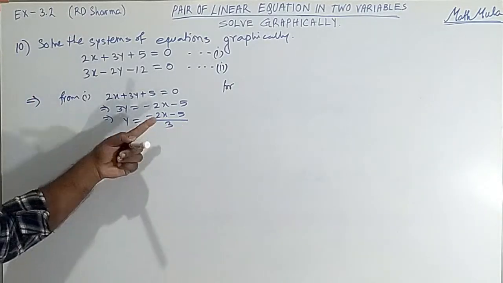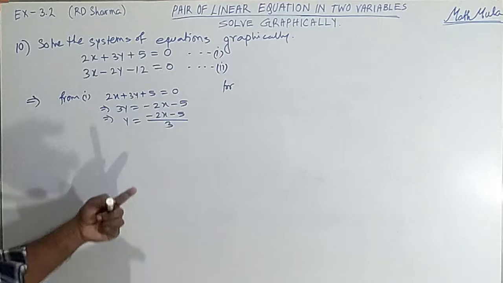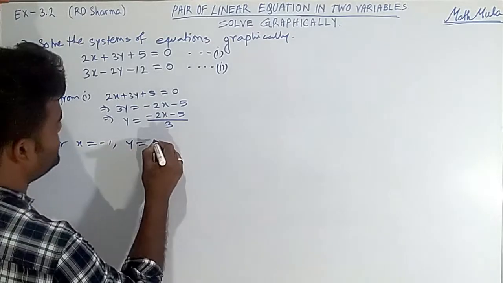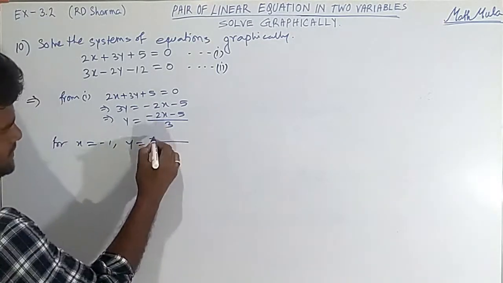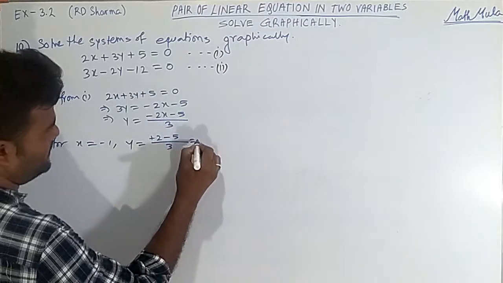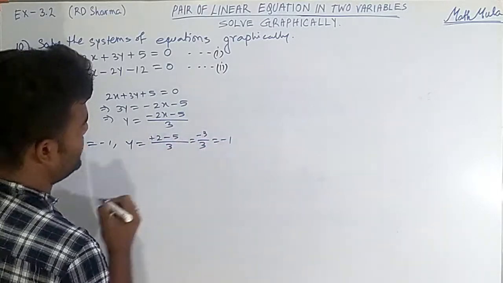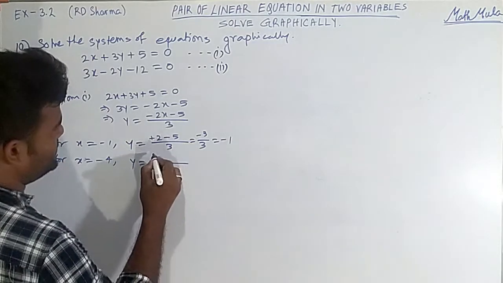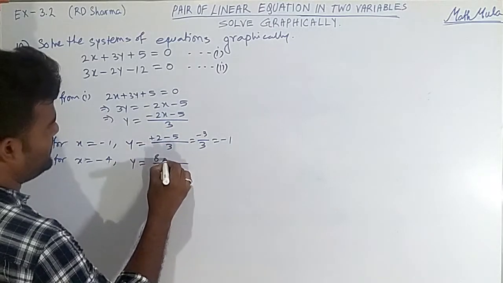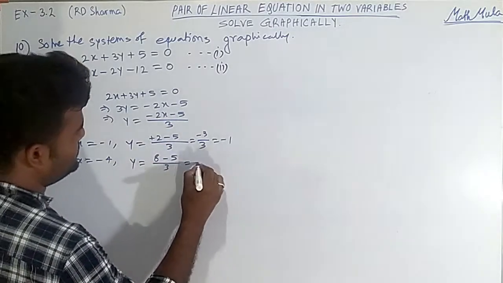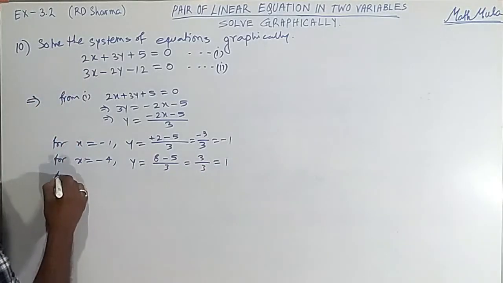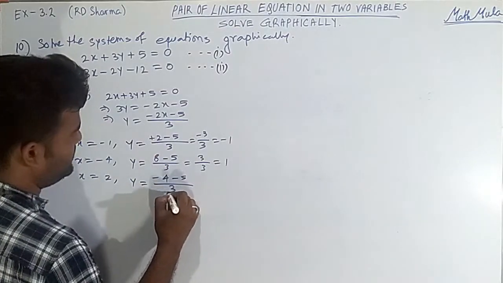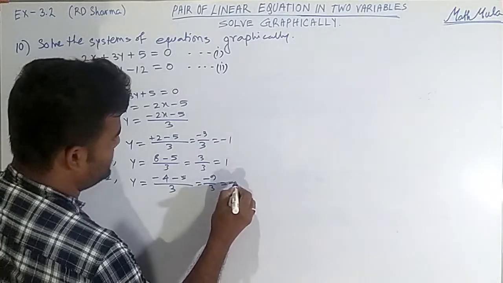Okay, now we put some integral values of x and try to find integral values of y. Now for x equals minus 1, y equals minus 2 times minus 1 minus 5 by 3, that is minus 3 by 3, equals minus 1. Now for x equals minus 4, then y equals plus 8 minus 5 by 3, this equals 3 by 3, that is 1. And for x equals 2, y equals minus 4 minus 5 by 3, that is minus 9 by 3, this equals minus 3.